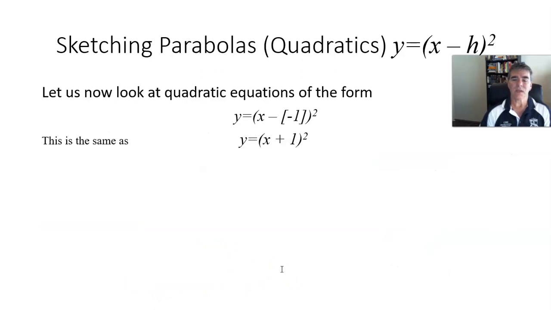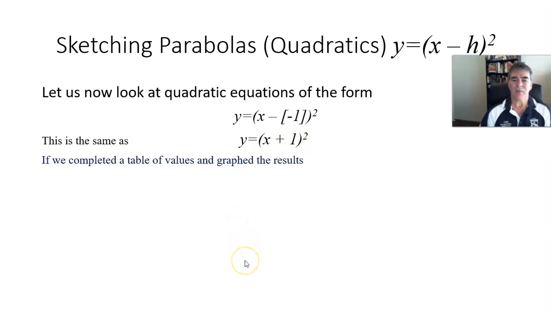Well, let's have a look. We're going to do an example when h is negative 1. So all we've done is substituted in negative 1 into here. So we've got x minus negative 1, and take away a negative becomes a positive, so two negatives make a positive. You remember that old rule. So it actually looks like x plus 1 all squared in there.